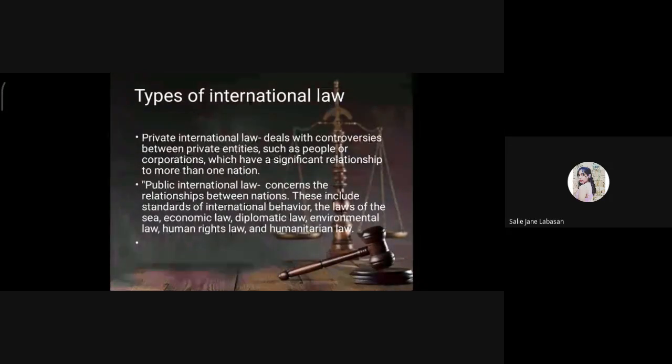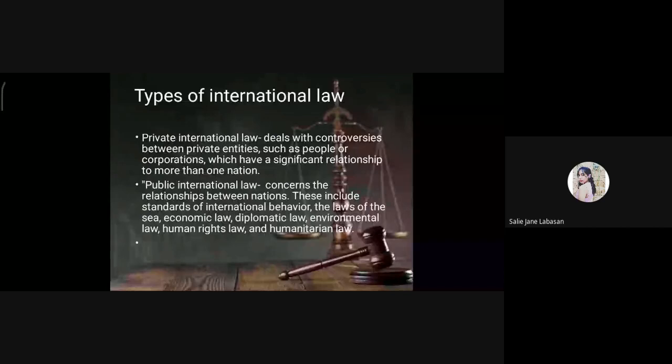So, the difference between private and public international law is that private is limited to a few nations, while public applies to many. Another example is that private is mostly for business or individual relationships, while public is mostly for peace, humanitarian concerns, environment, and so on. So next slide.